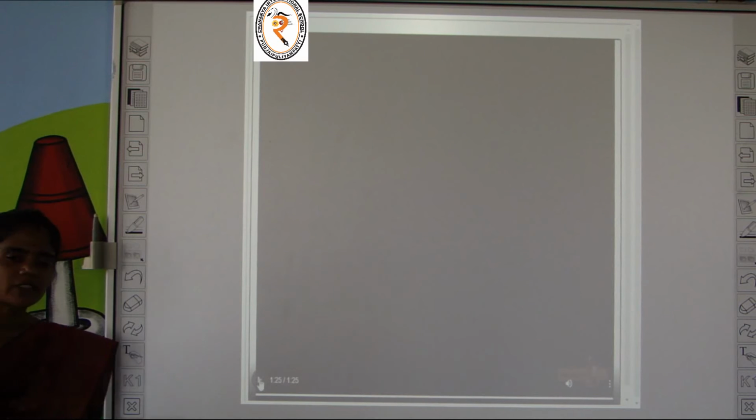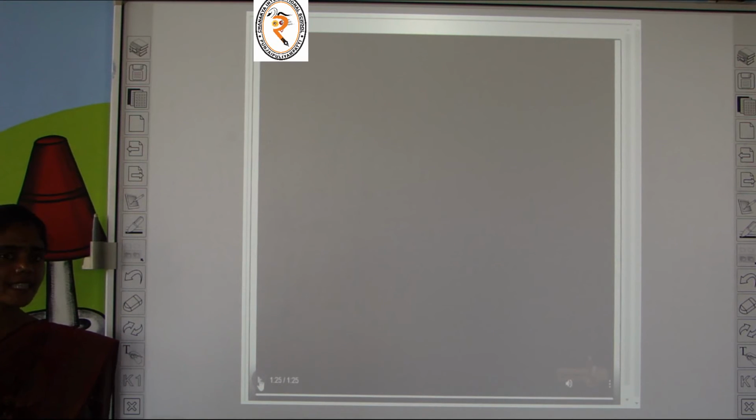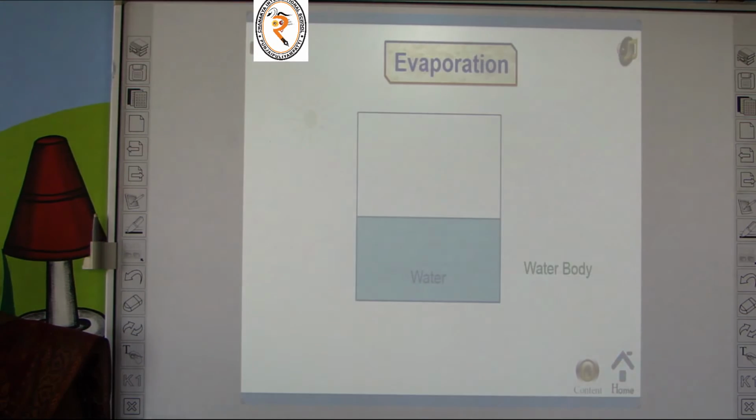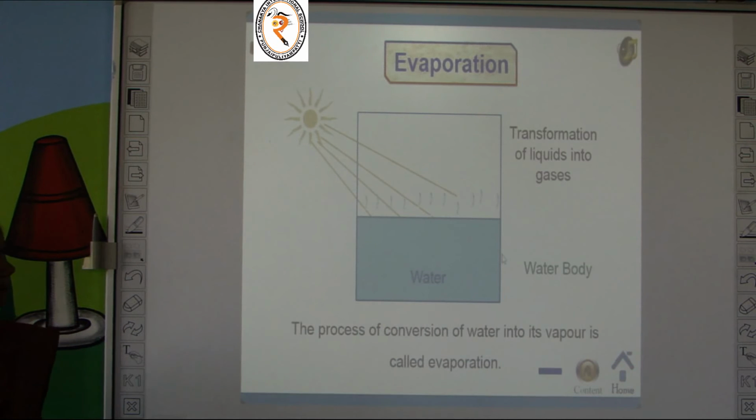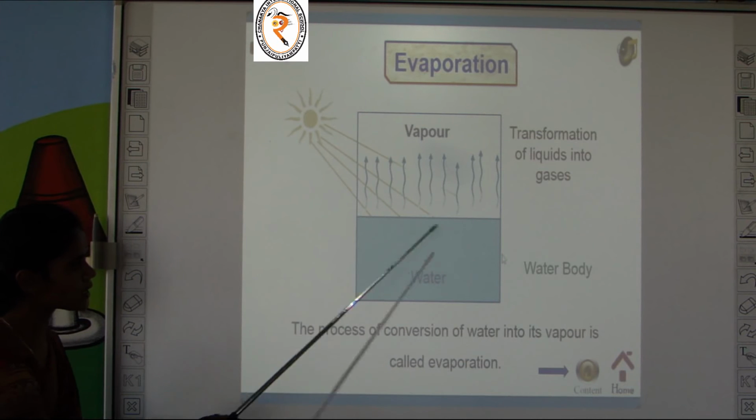So what is called evaporation? The process of conversion of water, that is liquid, into gaseous form is known as evaporation. Okay. The next one. See, the process of conversion of water into its vapor is called evaporation. See, this is the water.